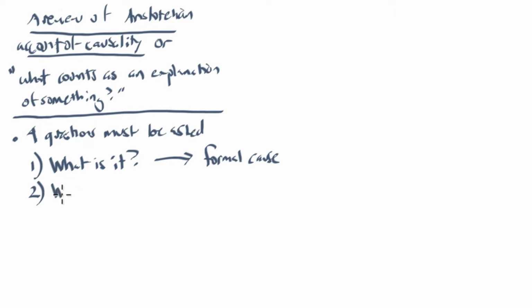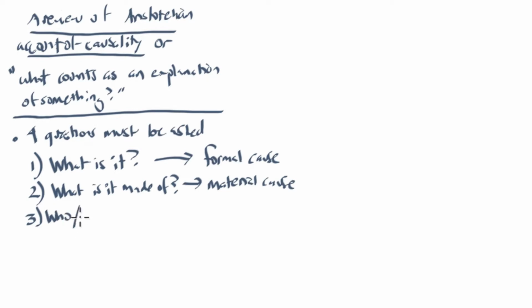Second, what is it made of? And that is what he would call the material cause. If you can answer that, you know the material cause of the thing. The third question is who or what made it, and how?